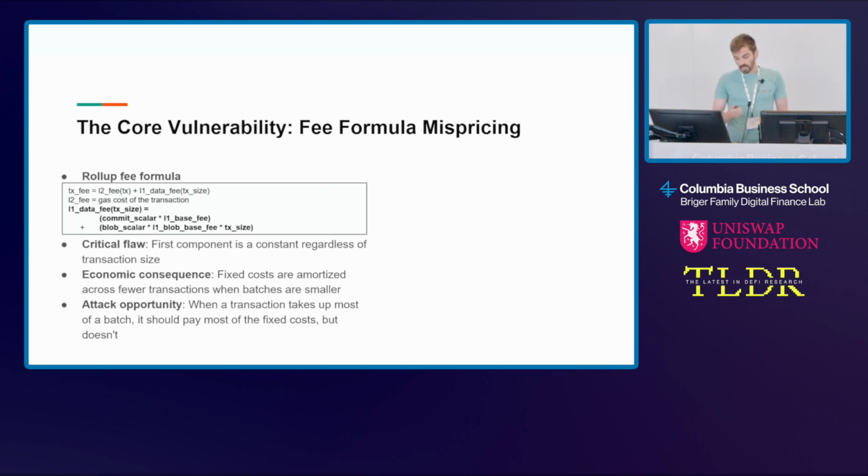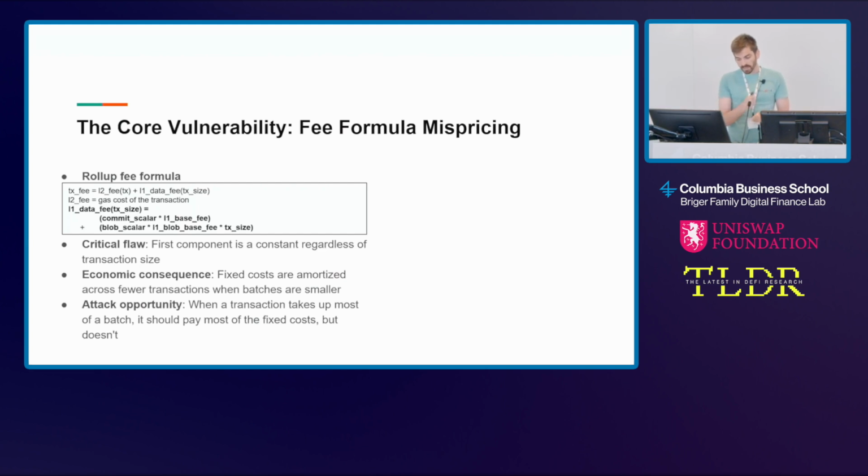So what we can see in that specific fee formula is that for the L1 base fee, which is the commitment cost, we will multiply by a commit scalar. And that commit scalar is basically based on the targeted number of transactions we will have per batch. So each transaction in the batch should cover part of that cost.